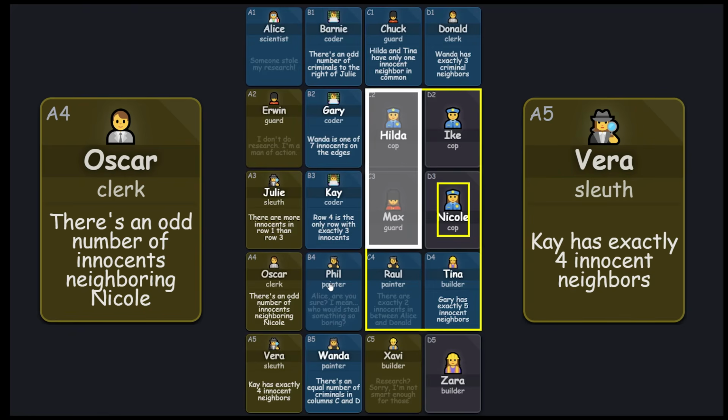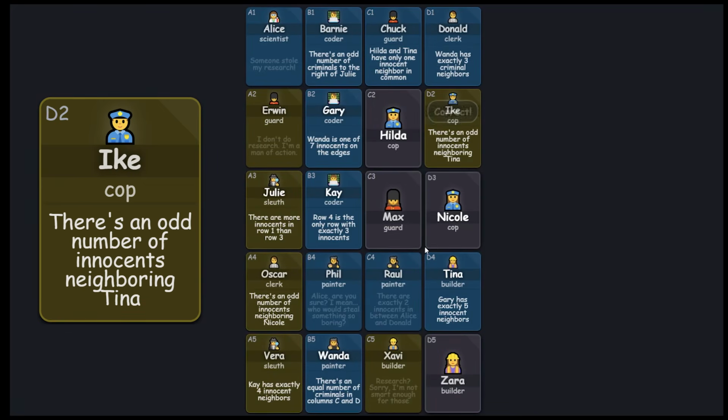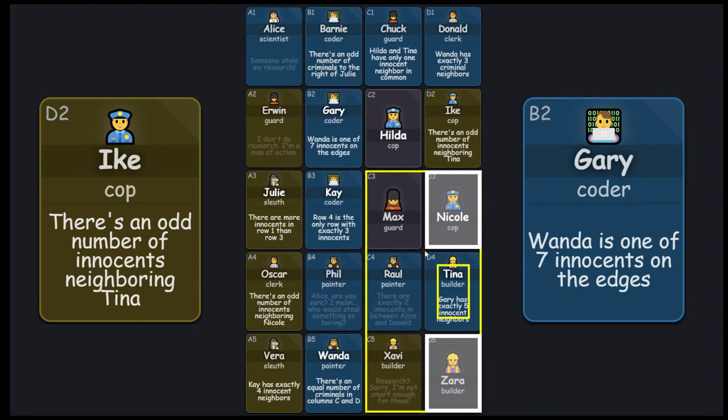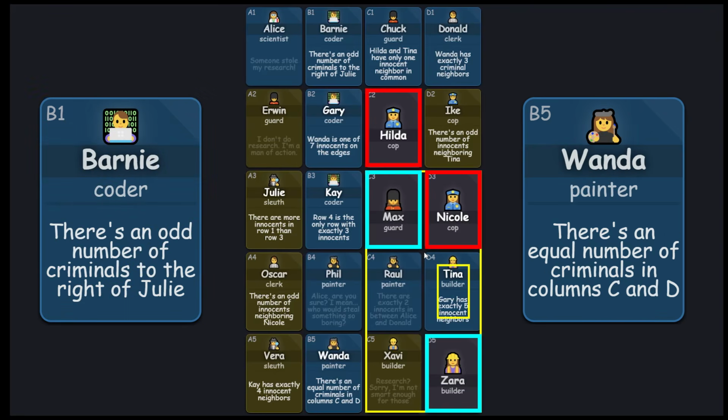There's an odd number of innocents neighboring Nicole. Mark Ike as a criminal. Here's our final clue. There's an odd number of innocents neighboring Tina. Mark Max and Zara as innocent, and Hilda and Nicole as criminals.